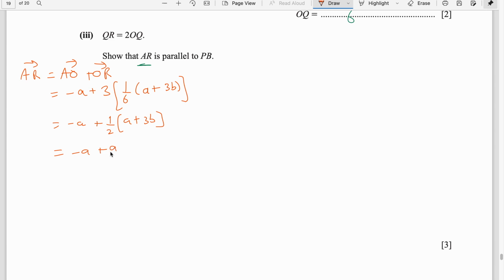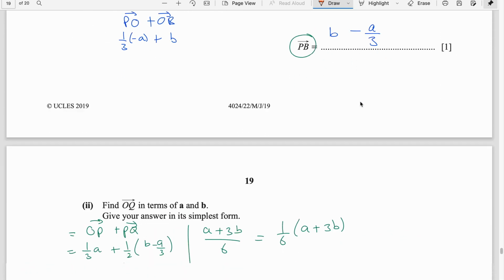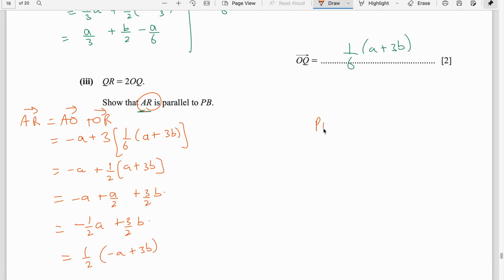minus A plus A by 2 plus 3/2B. So this is negative 1 by 2A plus 3 by 2B. So take out 1 by 2 as common. We're left with negative A plus 3B. Now this is AR, and let's copy PB. PB is B minus A by 3.